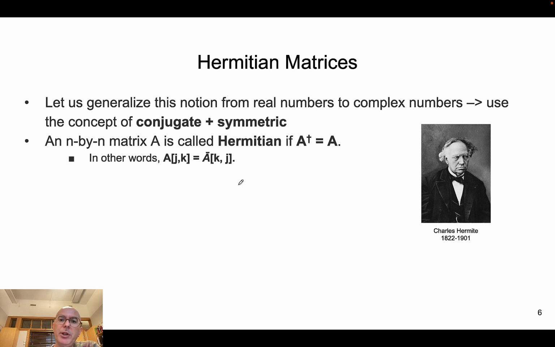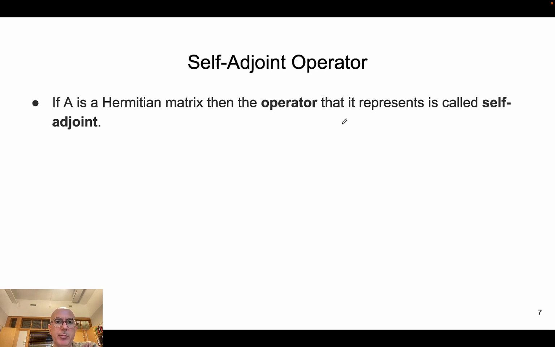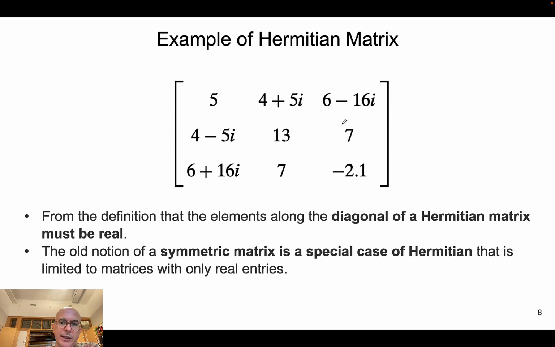As I told you, Hermitian matrices are an extension and a generalization of symmetric matrices. We can generalize the notion from real numbers to complex numbers and introduce the concepts of conjugate plus symmetric. If we can do a conjugate plus symmetric, then this matrix is called Hermitian, and we can express it like this. If a matrix is Hermitian, so it is symmetric and also conjugate, then the operator that it represents is called self-adjoint. So let's see an example, for instance, of a Hermitian matrix.